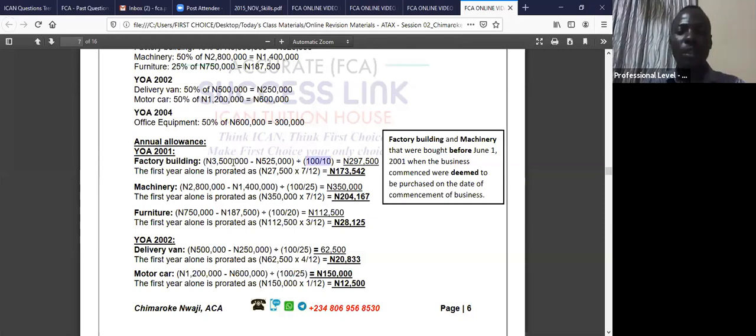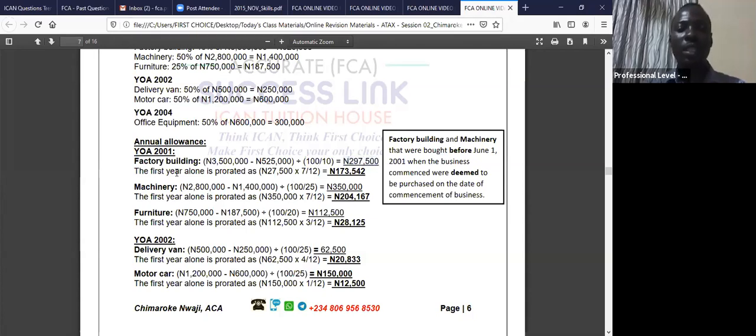So these two figures, when you minus it, is your numerator. When you say 100 divided by 10, that is 10, that will be your denominator. So you say numerator divided by denominator is going to give you 297,500. Now, this is your annual allowance. This is what you're supposed to be charging on year 1, year 2, year 3, down to year 10. But you cannot charge this full amount on year 1 just the way you did initial allowance. You have to prorate it on year 1 because you did not use 12 full months. So how do you do it? That is where our M over 12 comes in.